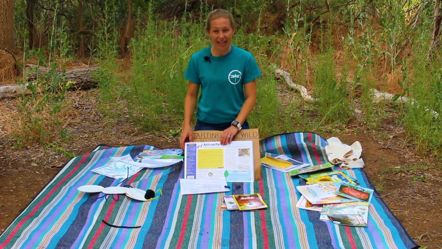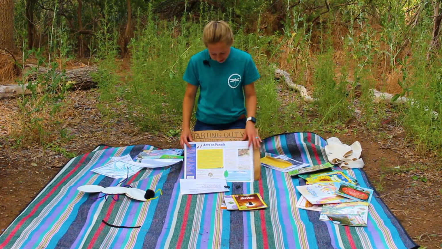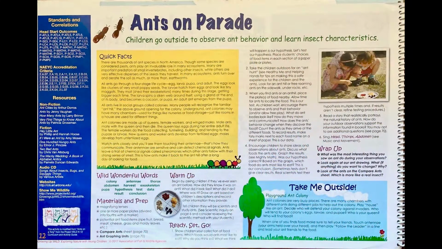Okay, so Ants on Parade is the next lesson we're going to look at, and this is a lesson where children will go outside to observe ant behavior and learn insect characteristics.